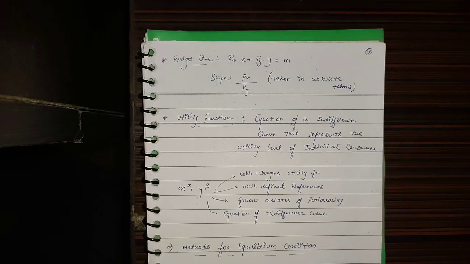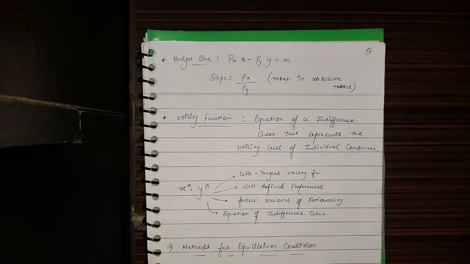Hey everyone, today's video is about the mathematical derivation of the equilibrium condition and of the optimal quantities of the output. Till now we have seen what a budget line is and what a utility function is.